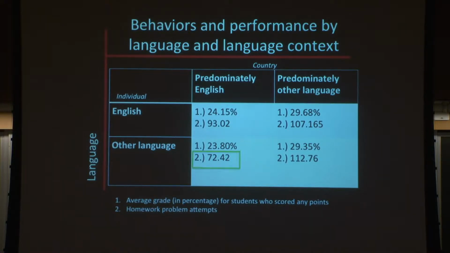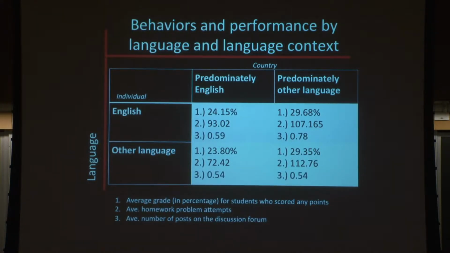So note that students who report another language but are in predominantly English countries have the lowest number of homework attempts, while students who report another language and are in a non-English country have the highest number of homework attempts. And as we might expect, students who report another language have the lowest average number of discussion forum posts, which are often but not always conducted in English.